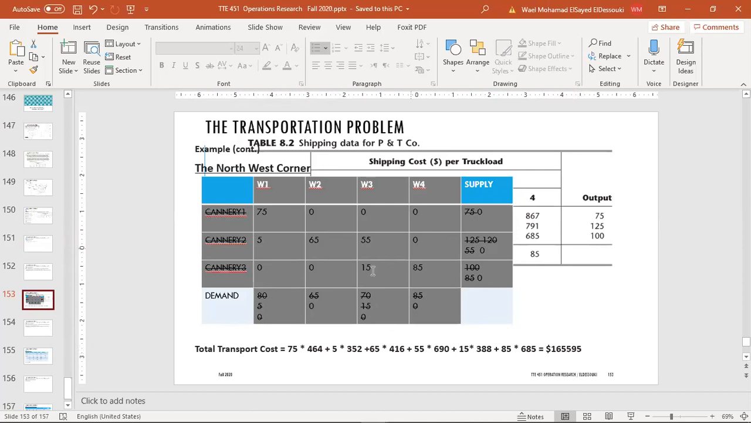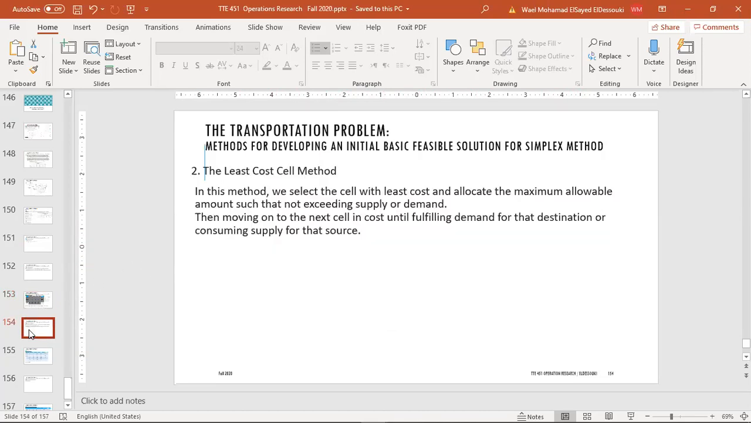We are not expecting this method to give us even a near optimal solution, because this method didn't take into consideration the cost by any means.